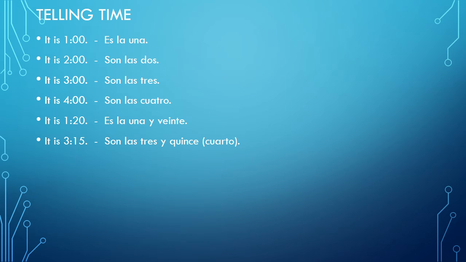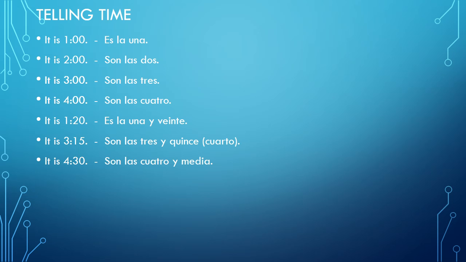At 3:15, we're going to say son las 3 y 15. Or you could say son las 3 y cuarto. Cuarto means quarter, just like we can say a quarter past 3. It's the same. So you can say 3:15, quarter past 3, son las 3 y 15, son las 3 y cuarto. So they both mean the same thing.